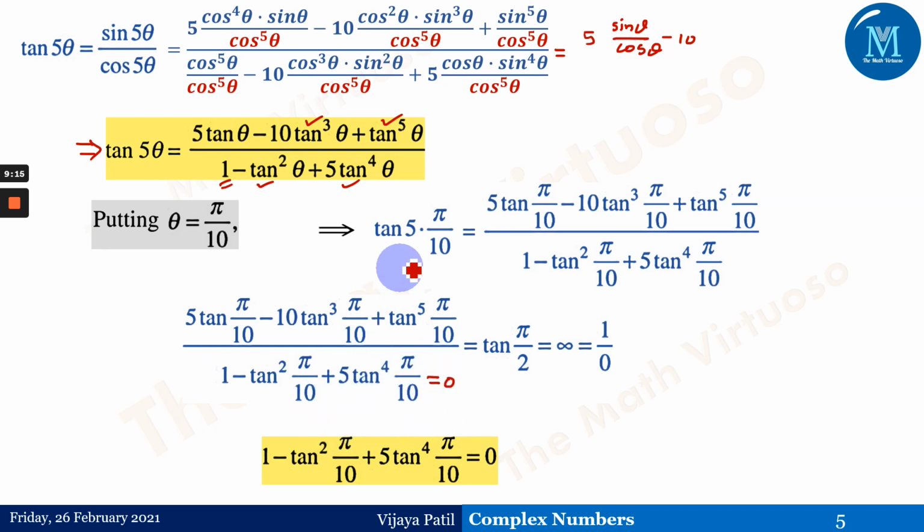From where have we got this? Because tan pi by 2 is infinity, and we get this infinity only if the denominator is 0. And therefore we have got this identity: 1 minus 10 tan square pi by 10 plus 5 times tan to the power 4 pi by 10 is equal to 0. Very, very important question. You can consider this as a most wanted question.